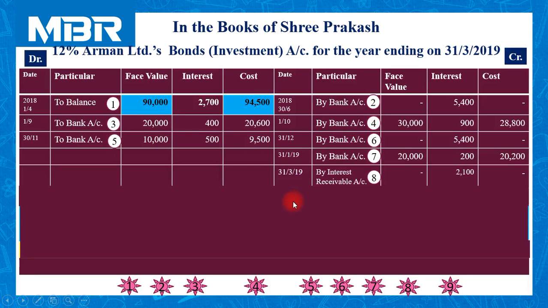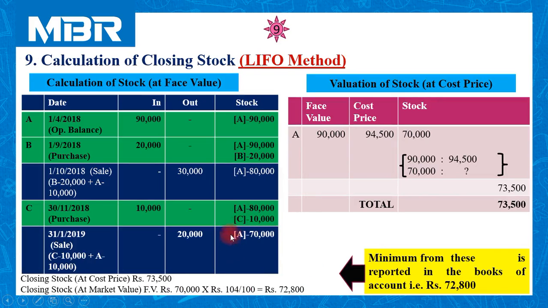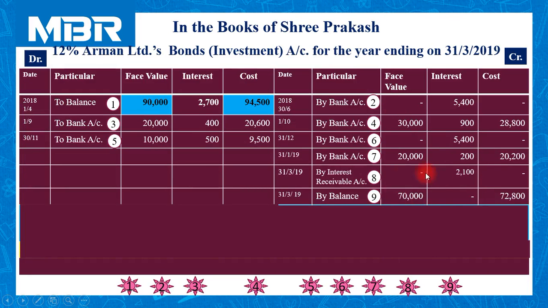Let us enter this transaction into the ledger. March 31st, 2019, by balance. Face value of the closing stock as per our calculation. Again, you can check over here. Face value rupees 70,000 and cost price 73,500, market value 72,800. So we have considered the minimum out of cost price and market value. 70,000 face value and cost price 72,800. In this way, we have entered all 9 transactions one by one in our ledger.